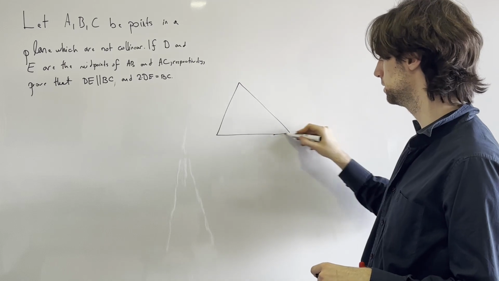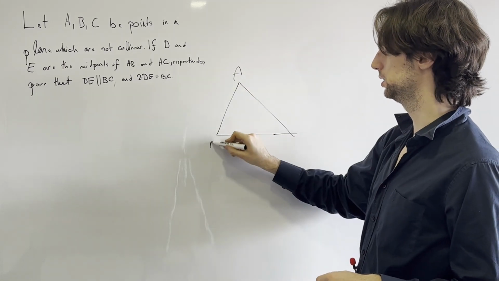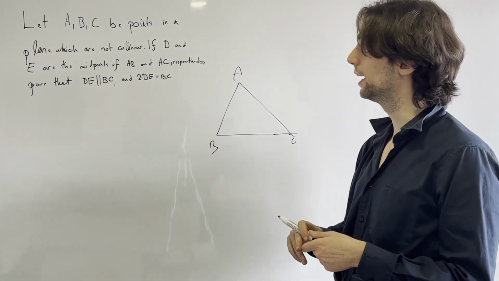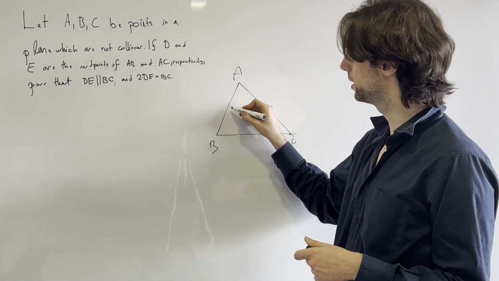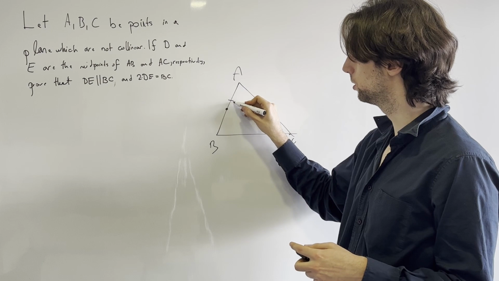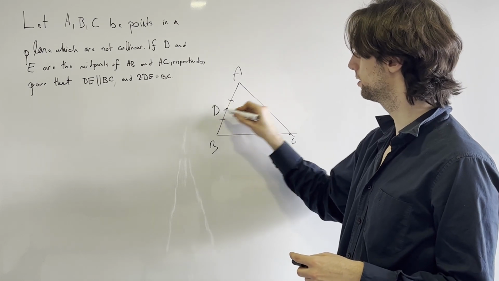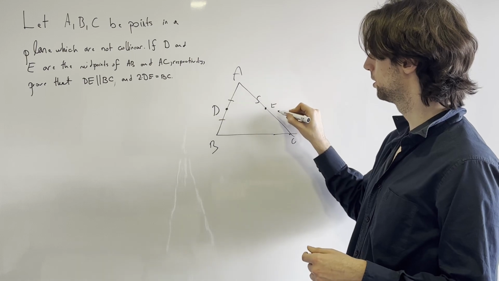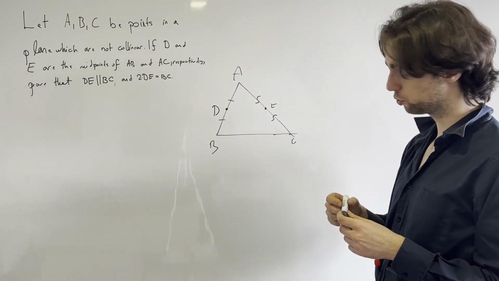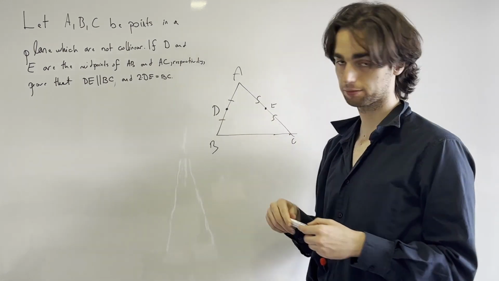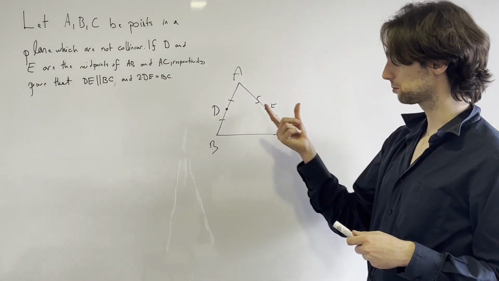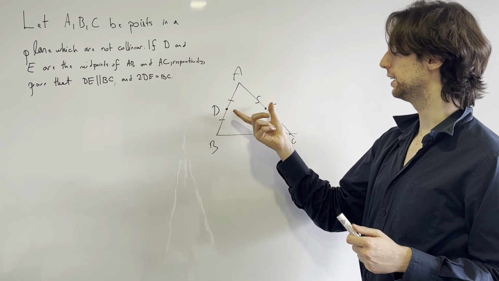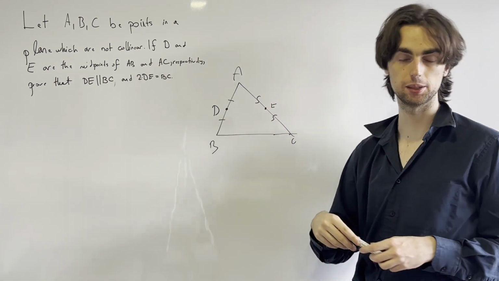Let's make them like this. ABC. I'm going to connect them with lines. And D and E are the midpoints of AB and AC respectively. So this is this midpoint. E is this midpoint right here. And we need to prove that DE is parallel to BC, and that it is half the length of BC.